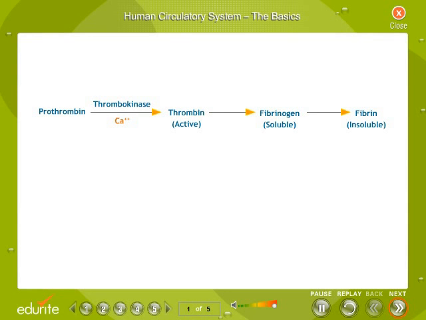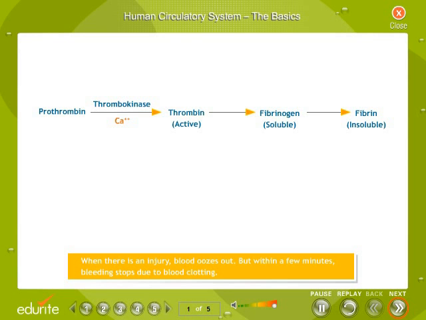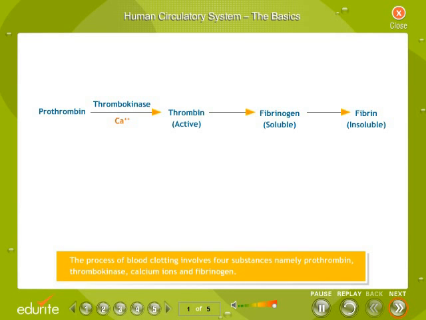Process of blood clotting in humans. When there is an injury, blood oozes out, but within a few minutes, bleeding stops due to blood clotting. The process of blood clotting involves four substances, namely prothrombin, thrombokinase, calcium ions, and fibrinogen.